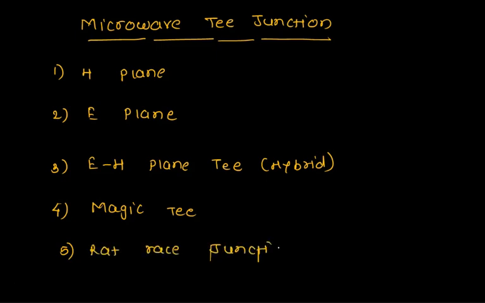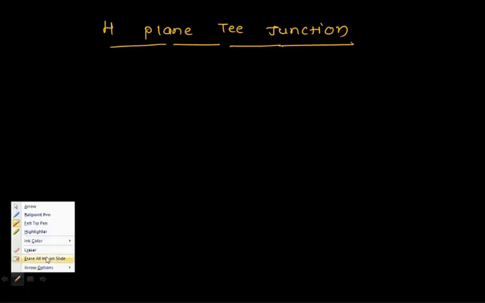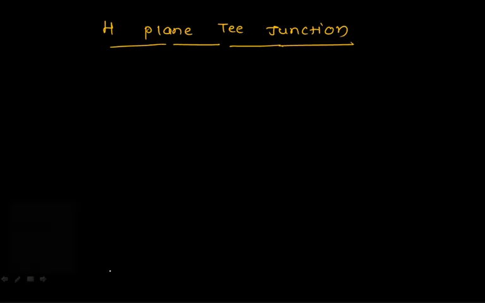So these are the very popular junctions, out of which we are going to talk today about the H plane T junction. If you see here the diagram of this particular H-plane T junction, the simple waveguide structure, the power will be split in a particular direction. So your H-plane T junction will look like this.